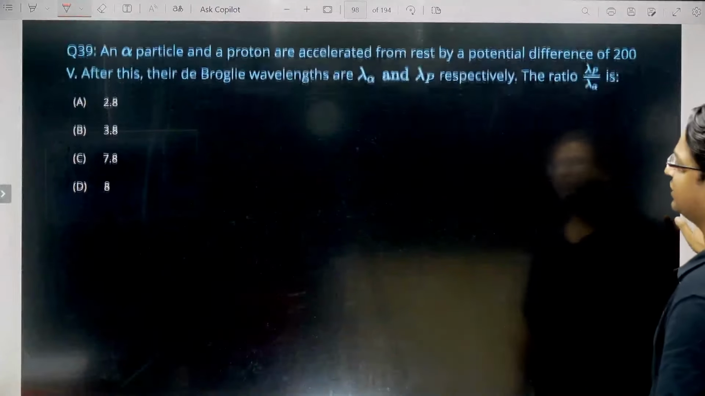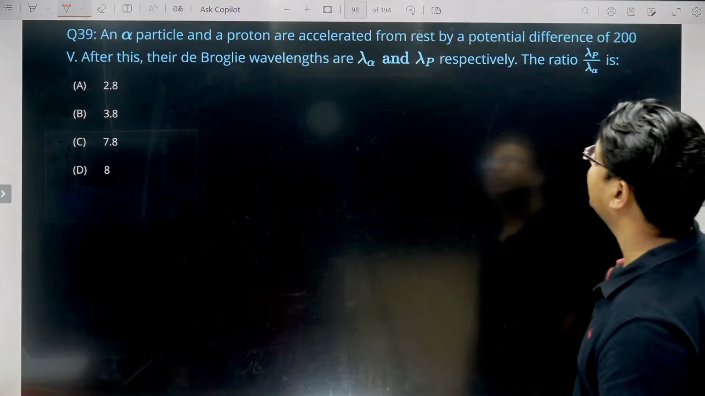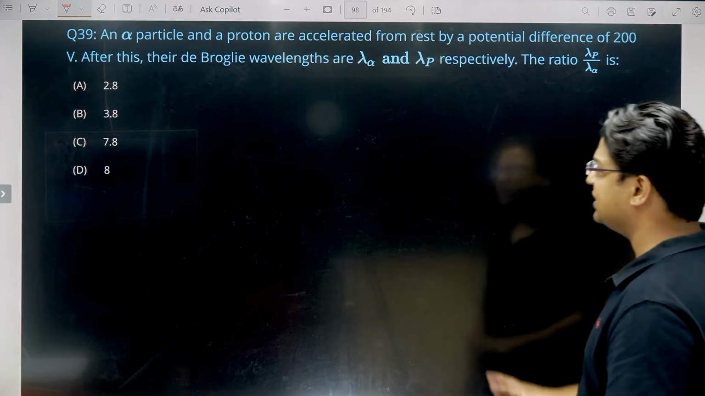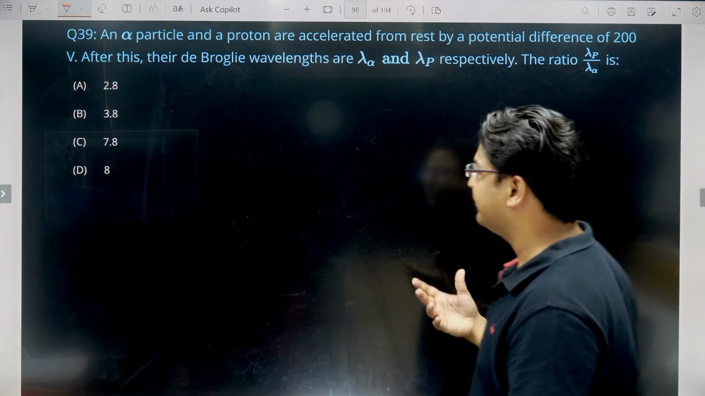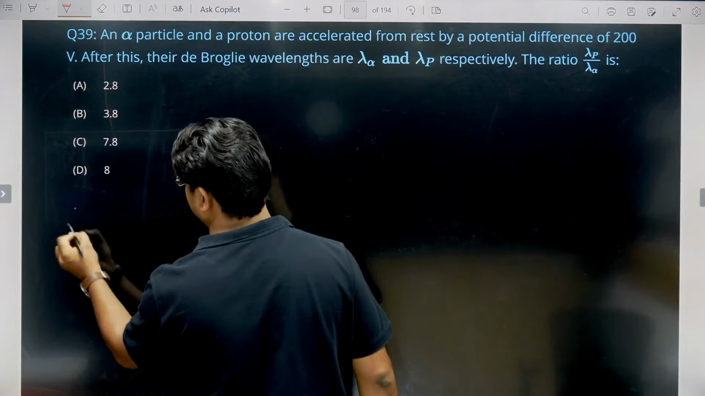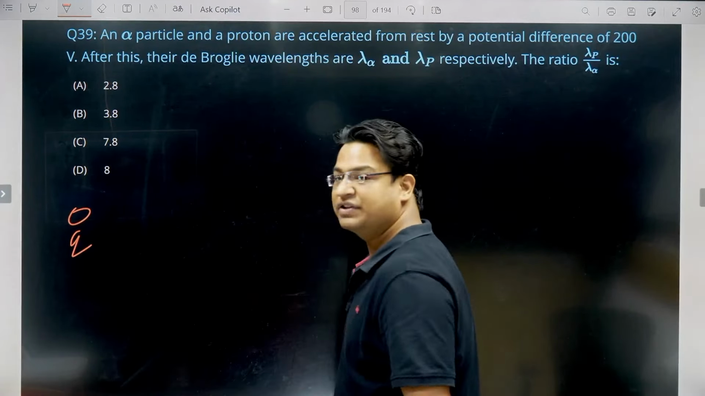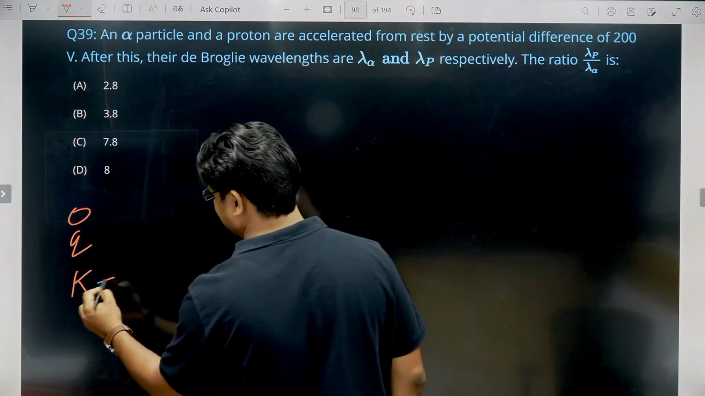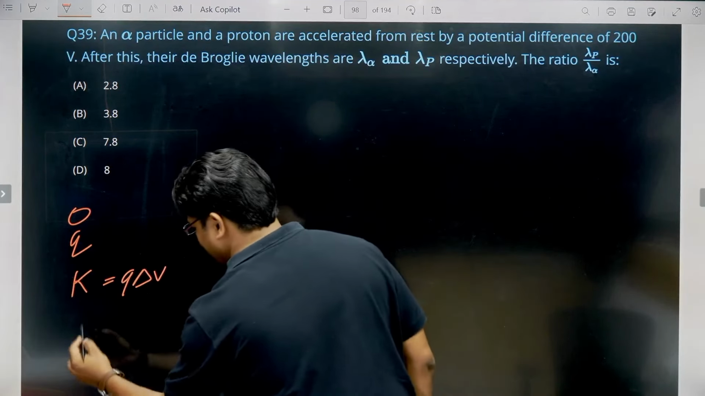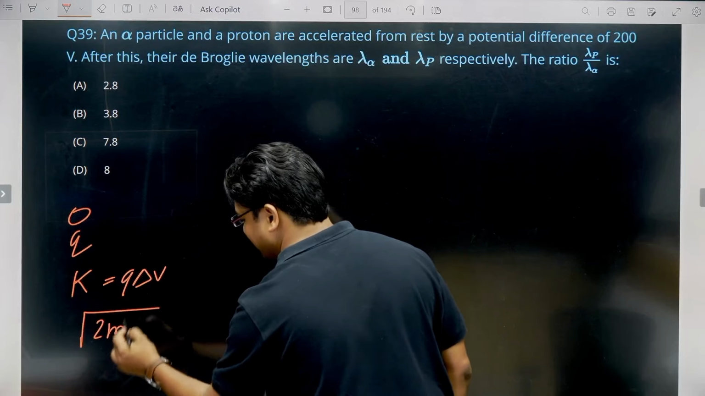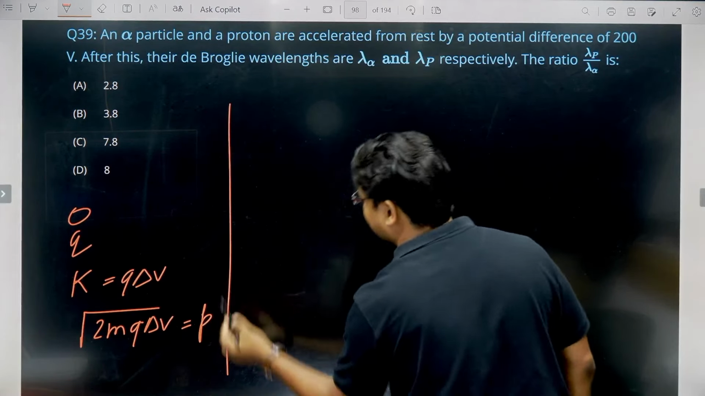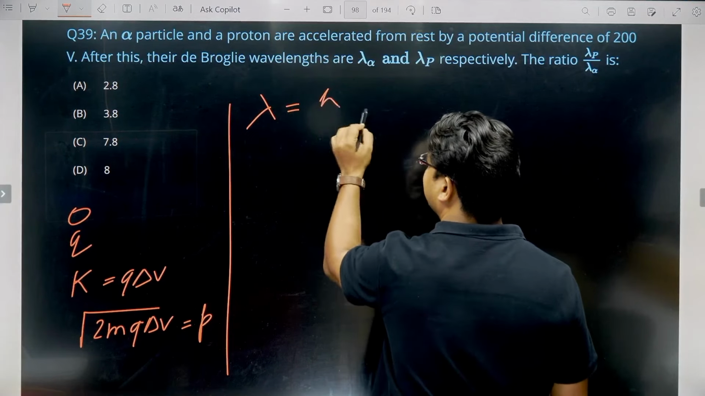Next, we go to question number 39. An alpha particle and a proton are accelerated from rest by a potential difference of this much. After this, their de Broglie wavelengths are compared. Here I will write the relationship. If a charge Q gets accelerated by a potential difference delta V, then it acquires a kinetic energy which is Q delta V. When it acquires a kinetic energy, it has a momentum which is root 2mK. If that is the momentum, then we can calculate the de Broglie wavelength, which would be h by p.